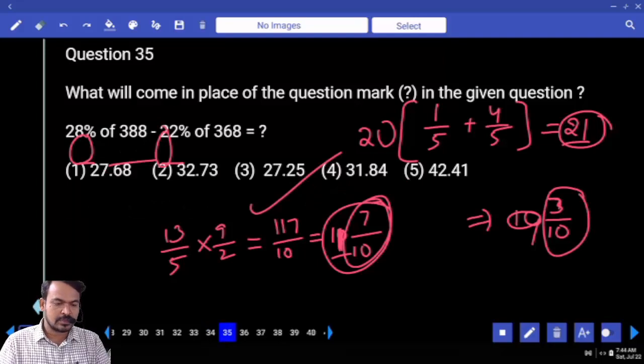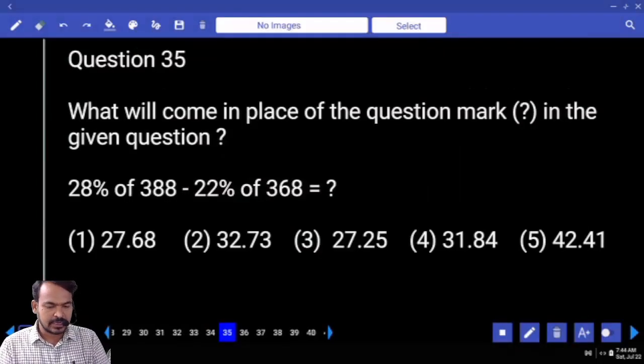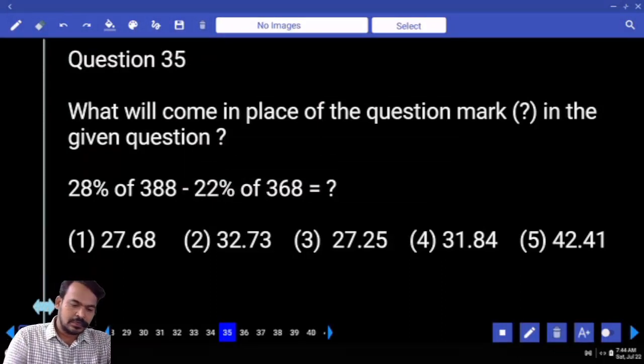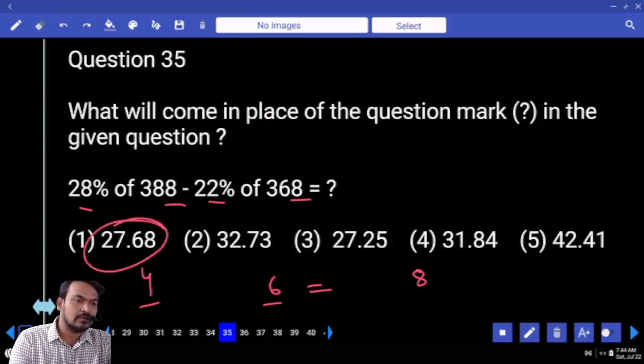Next question number 35. 28% of 388 minus 22% of 368. In 28% of 388, what is the end value? 4. 22% of 368, end value 6. Okay. 14 minus 6, end with 8. How many options? Only 1.